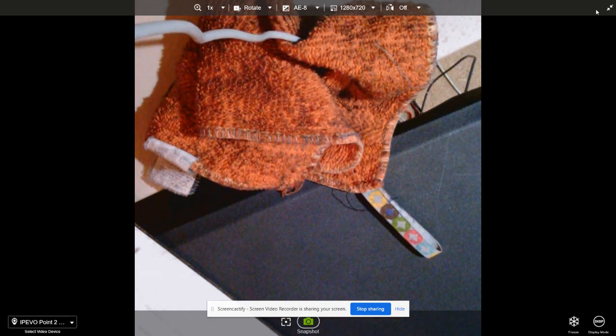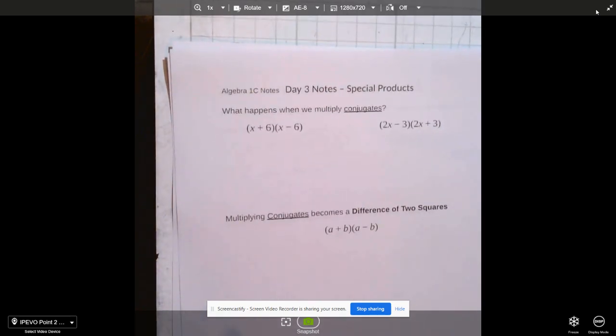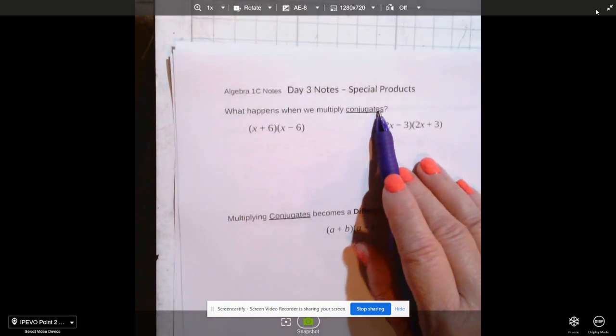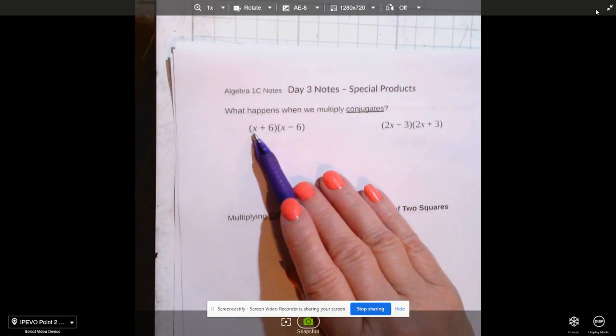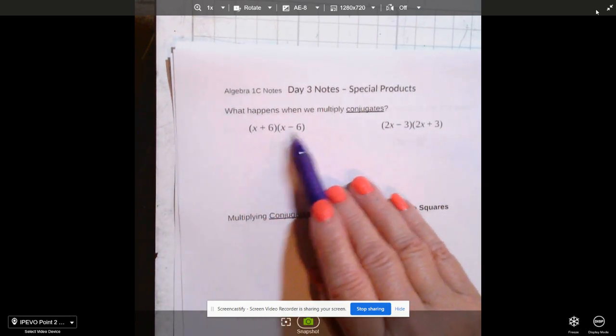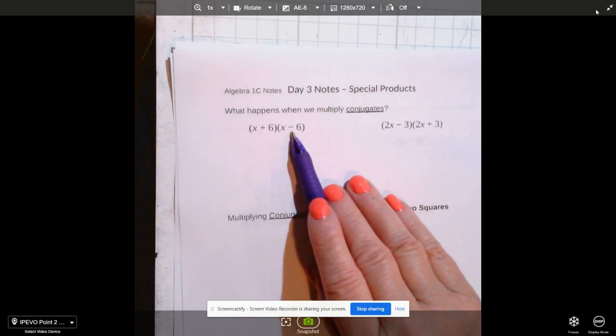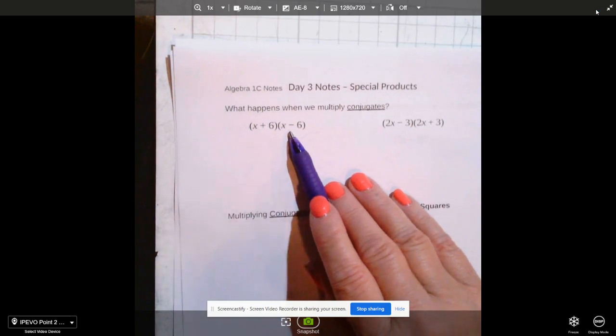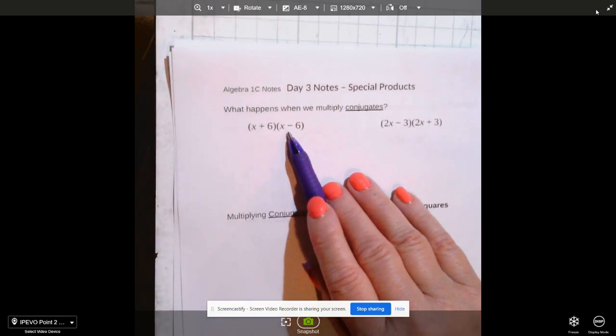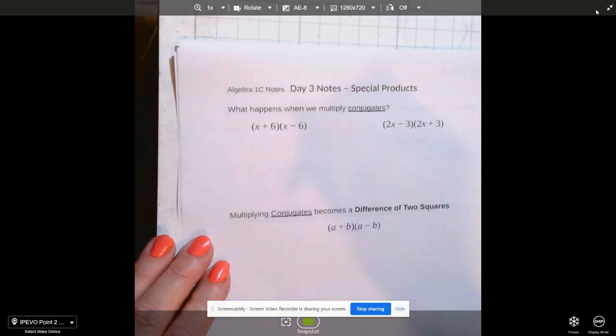All right, we're going to look at the second page. Now we're going to multiply something that is called a conjugate. And a conjugate is when you have two parentheses where they have the same exact numbers, but one is a plus and one is a minus. So this has a little bit of a different pattern than the one we just did. Let's go ahead and multiply this out and see if we can see the pattern.